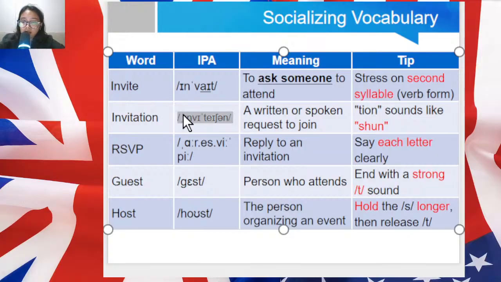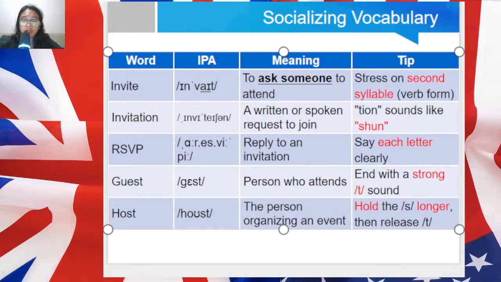Invitation. Now look at its IPA transcription. That is how we say it. Now this one looks like the letter F. That is the symbol for the SH sound. Okay. Invitation. Again, invitation. There's also another diphthong here. Diphthong again is when vowel plus vowel sounds are joined together to create one sound. Okay, A, that is a vowel sound.